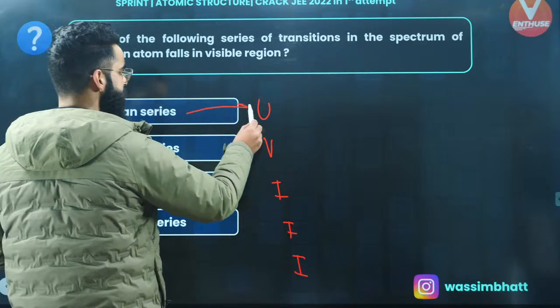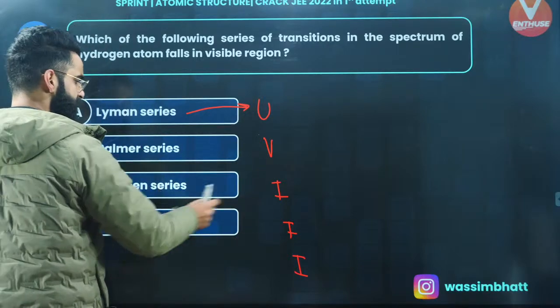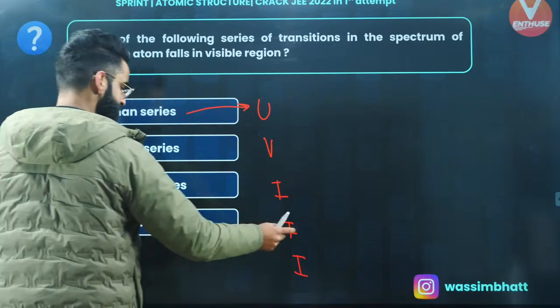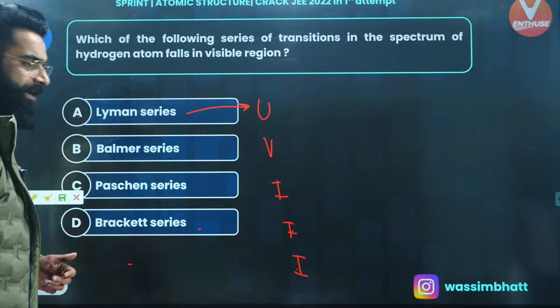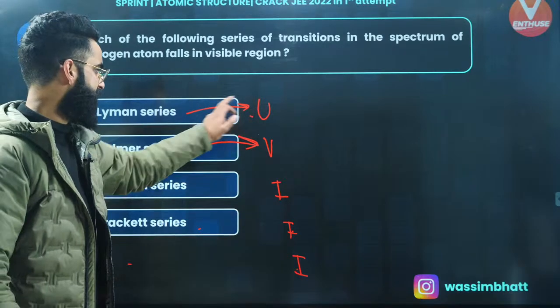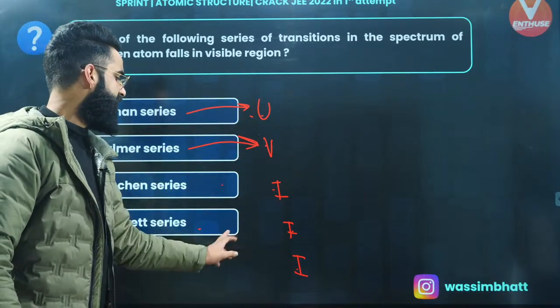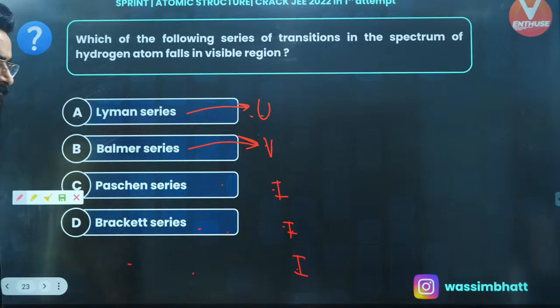Lyman series falls in ultraviolet, right? Balmer falls in visible, Paschen falls in infrared, Brackett falls in infrared, and Pfund also falls in infrared. So it's basically going to be the Balmer series which falls in the visible region. Ultraviolet, visible, infrared, infrared, and Pfund also falls in infrared. Do remember this one as well.